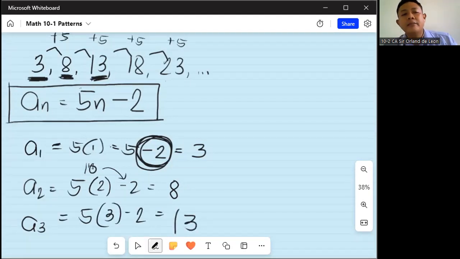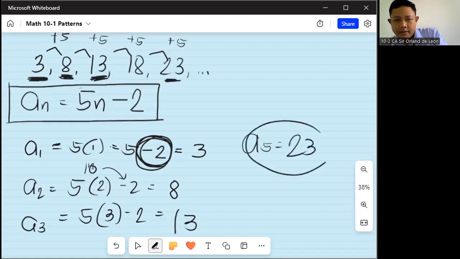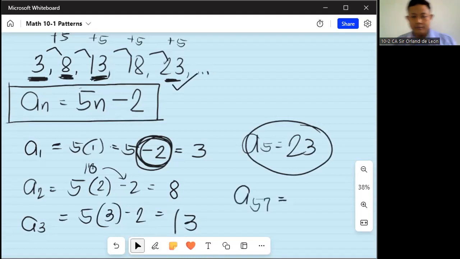Finally, let's try the fifth term. A sub 5. Kindly do it. 5 times 5 minus 2. What's the answer? Exactly. It's 23. Correct. Okay, now that we know how to get this, kindly identify A sub 57. Go. What is A sub 57? Type it in the chat box.